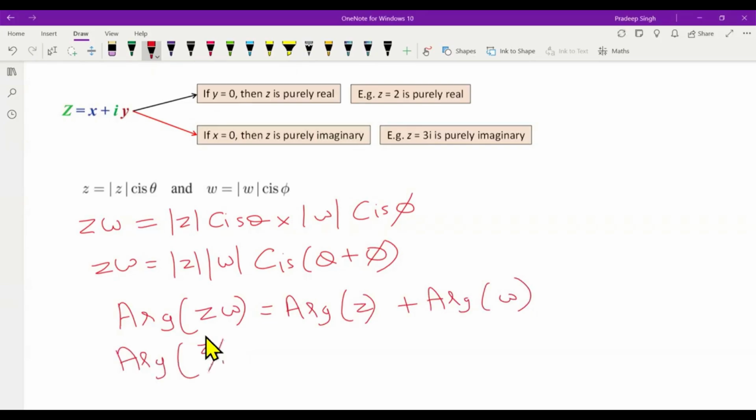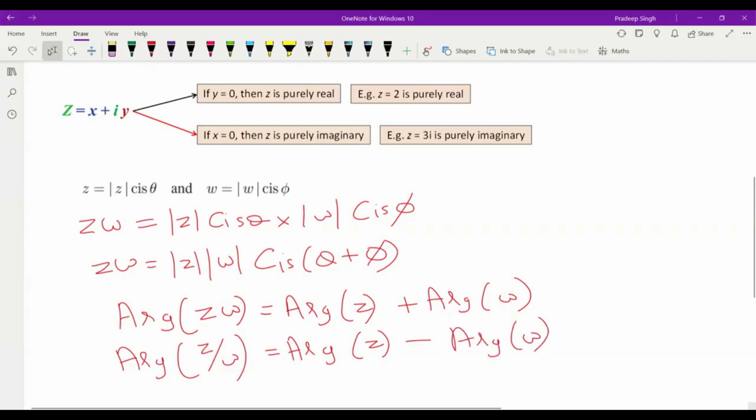And similarly for division. All right, so write this down and then we'll come to the question. And let me know once done.